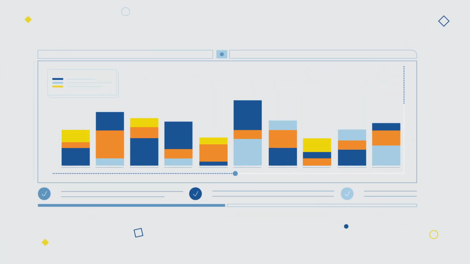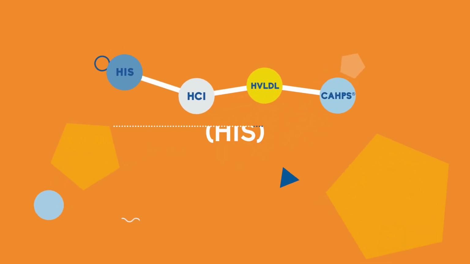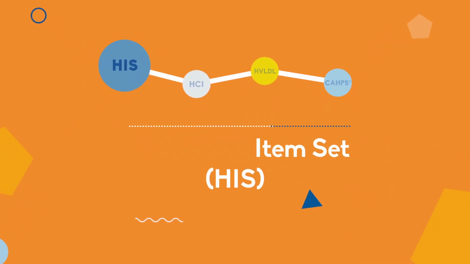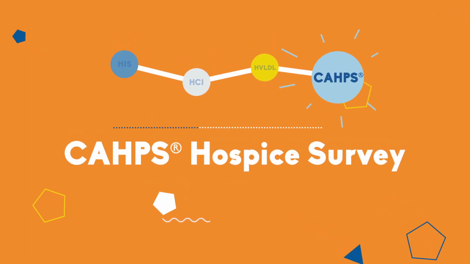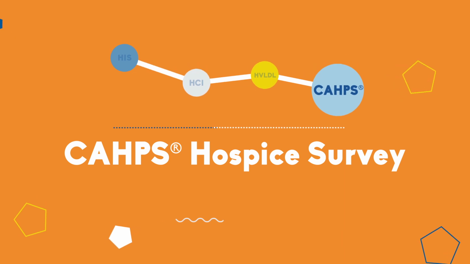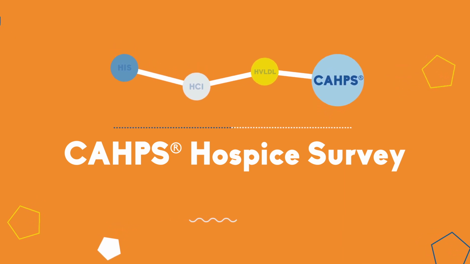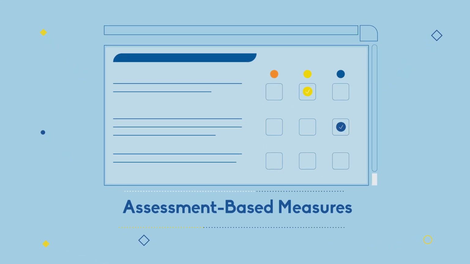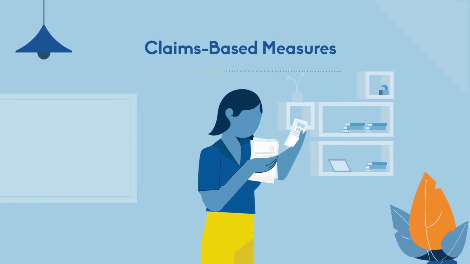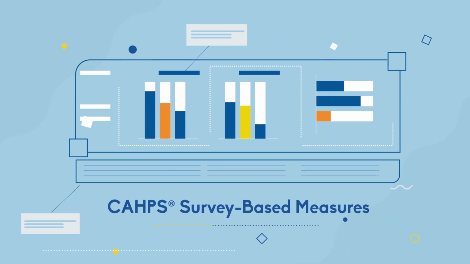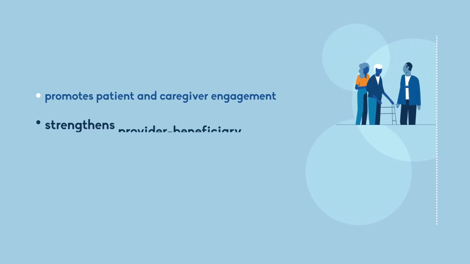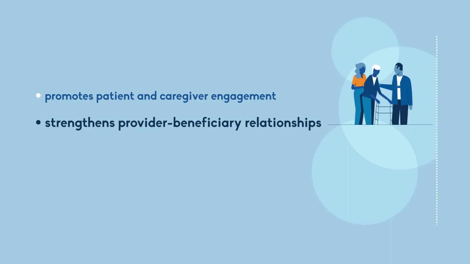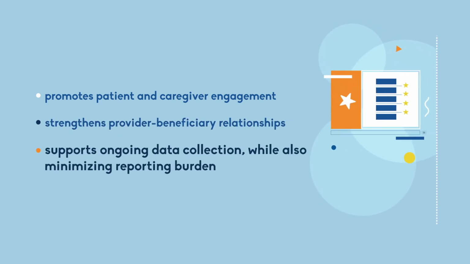Data submitted by all Medicare certified hospice providers through the Hospice Item Set, or HIS, Medicare Fee-for-Service Hospice Claims, and the Consumer Assessment of Healthcare Providers and Systems, or CAHPS, hospice survey are collected by the HQRP, including assessment-based measures, claims-based measures, and CAHPS survey-based measures. The HQRP promotes patient and caregiver engagement, strengthens provider-beneficiary relationships, and supports ongoing data collection while also minimizing reporting burden.